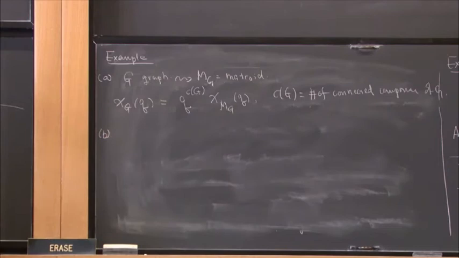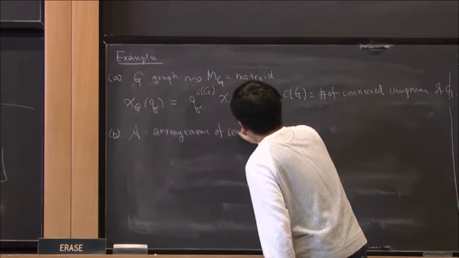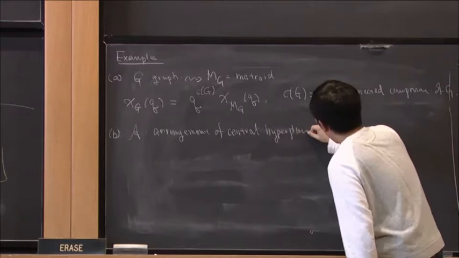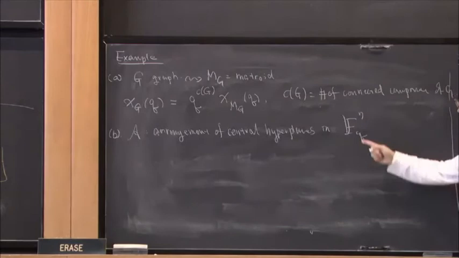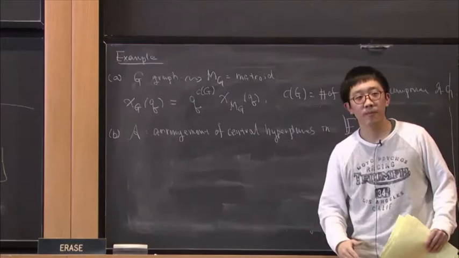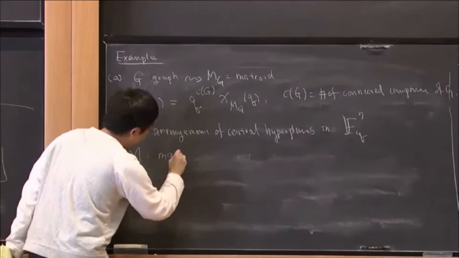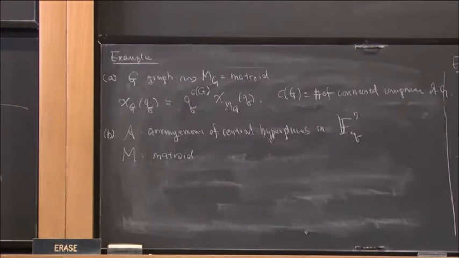And the second: if you have an arrangement of central hyperplanes in F_q^n, so F_q is a finite field with q elements, and you look at the vector space over that, and suppose you have a bunch of central hyperplanes, meaning hyperplanes containing zero, so codimension one subspaces of F_q^n. And again, this defines a matroid. Each hyperplane defines a vector in the dual space, and you say that they are dependent when they are linearly dependent.